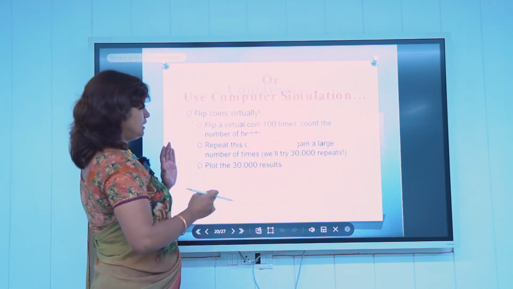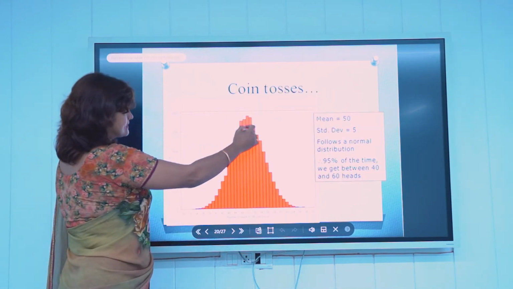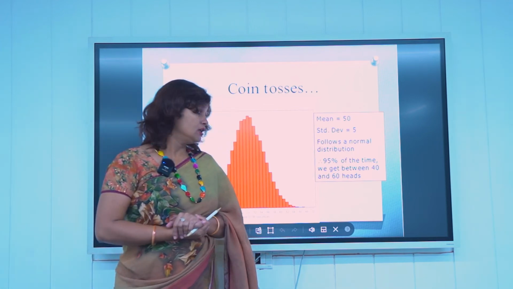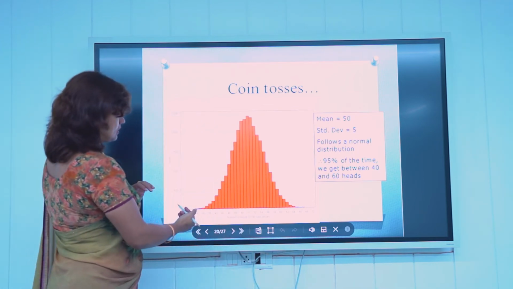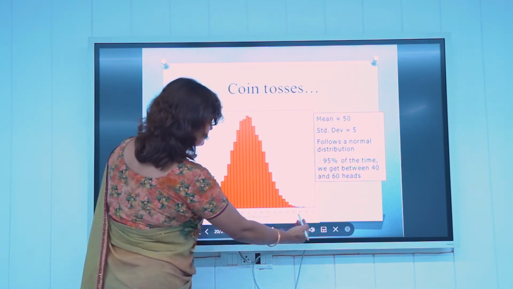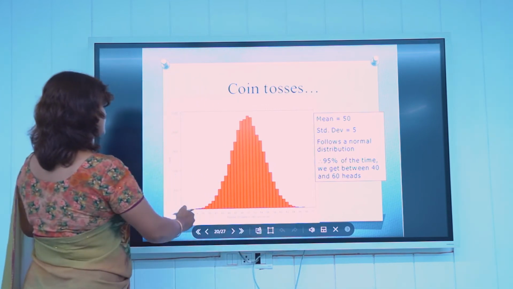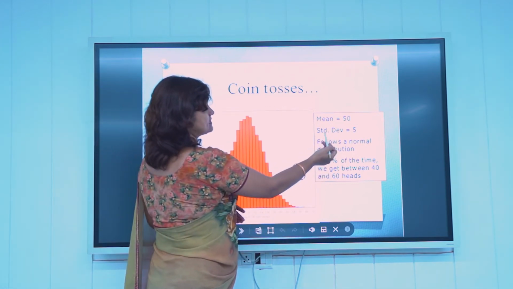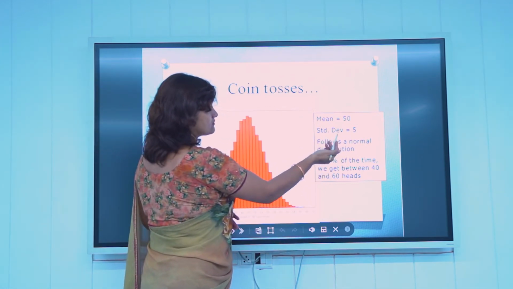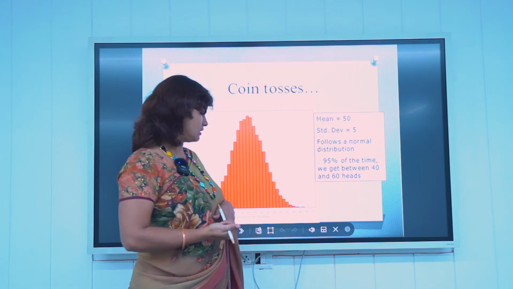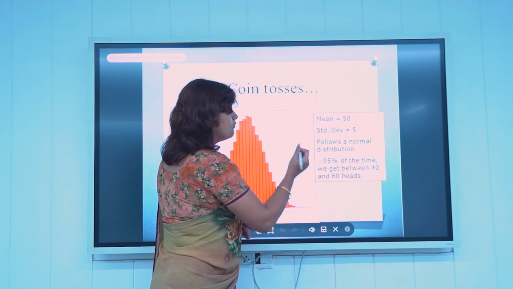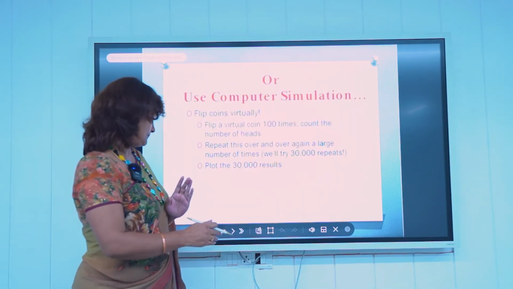So now, if you look at the result, you will get such a bell-shaped curve, such a normal curve, in which this is the number of heads in 100 coin tosses, and this is the count. You can see here the mean is 50, standard deviation is 5, and it is following the normal distribution curve where 95% of the times we get between 40 to 60 heads.